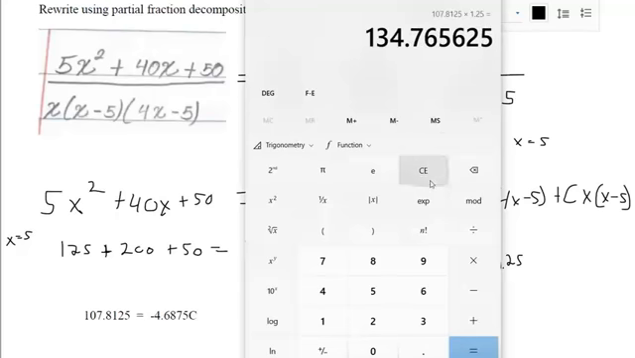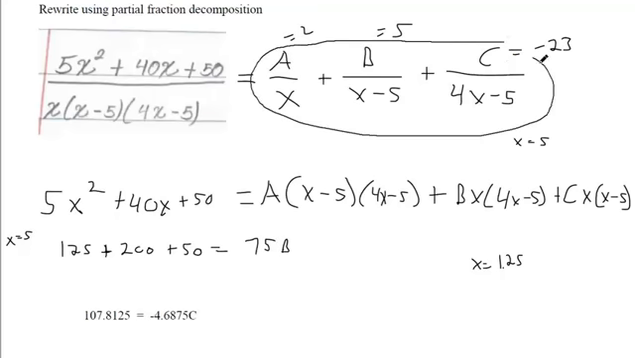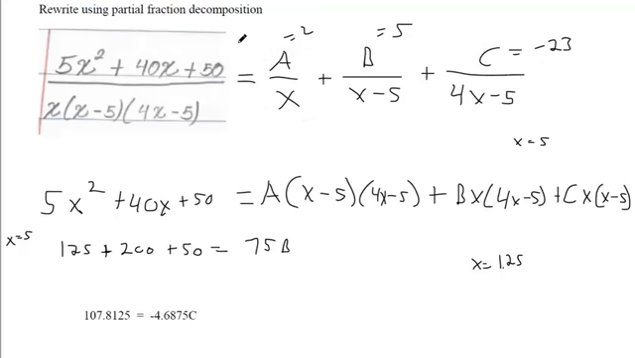Oops, that's what I meant to do. So it looks like C is going to be negative 23. And now we're done. If you plug in 2 here, 5 here, and negative 23 in here, and if you graph this expression, it should be the same as this expression in Desmos, equivalent.